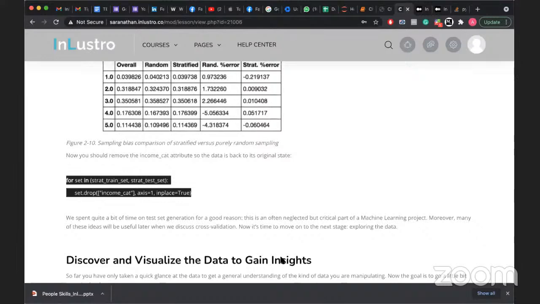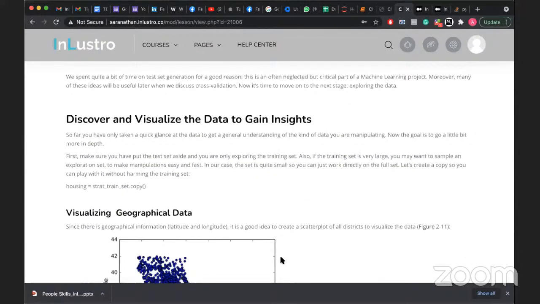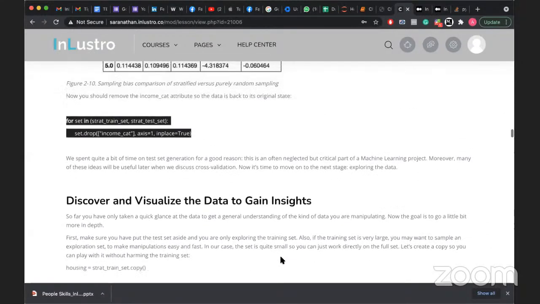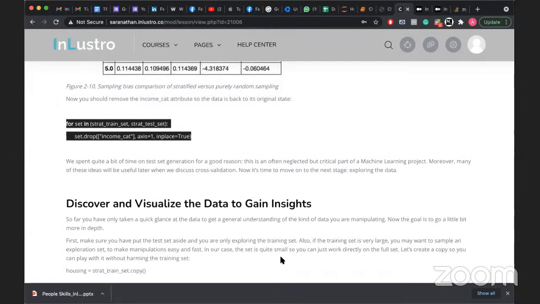But data preparation is extremely important, so we've spent so much time looking at that. Now, take a quick glance at the data to get a general understanding of the kind of data you're manipulating. We're going to go into a bit more detail, and make sure you put the test set aside and only explore the training set.